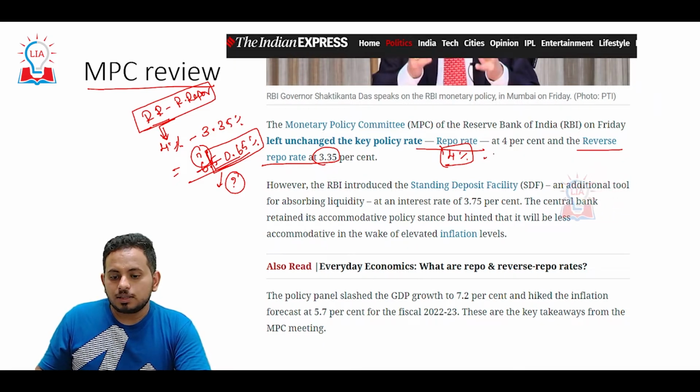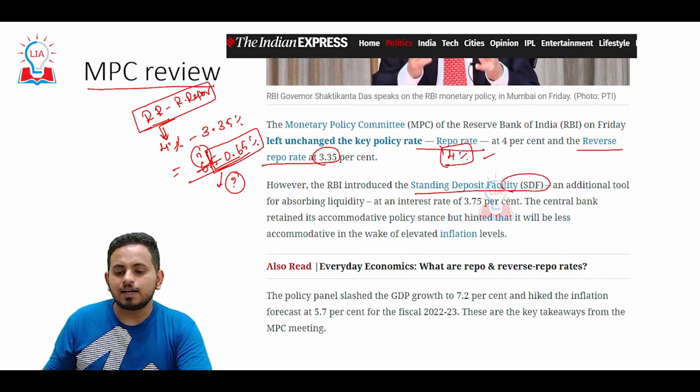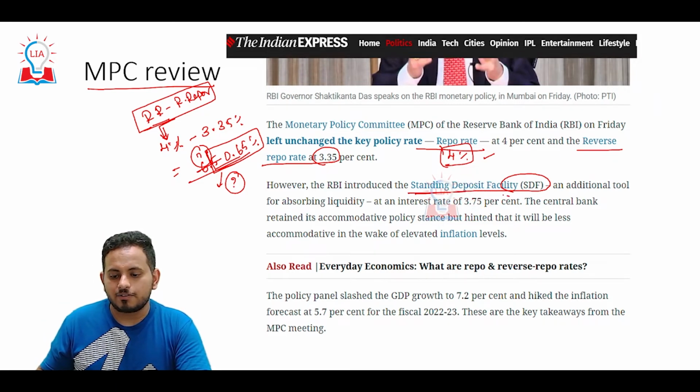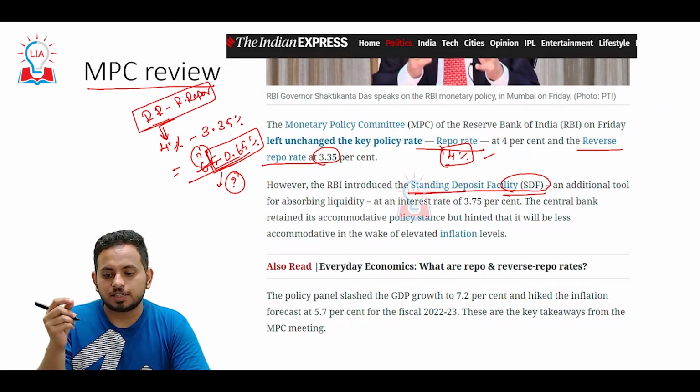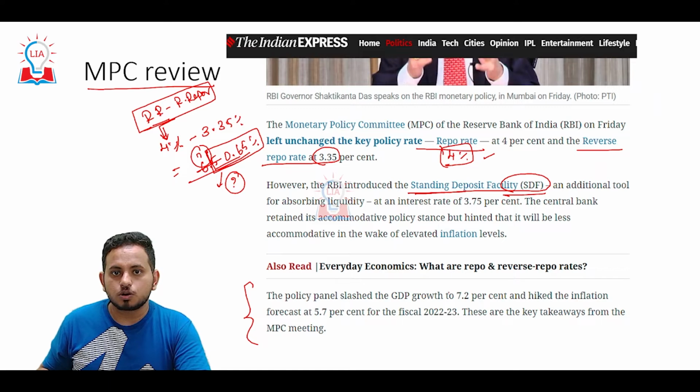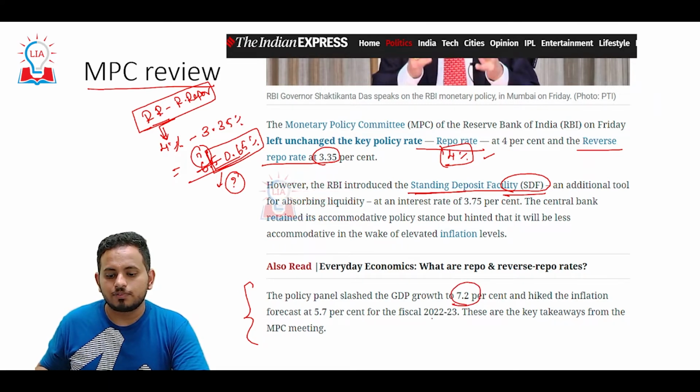Along with maintaining the repo rate and the reverse repo rate, the RBI introduced something called the Standing Deposit Facility, that is SDF. What is SDF? Okay, we will understand it. At the same time, you can see here RBI also cut its growth projections for the financial year 2022-23.